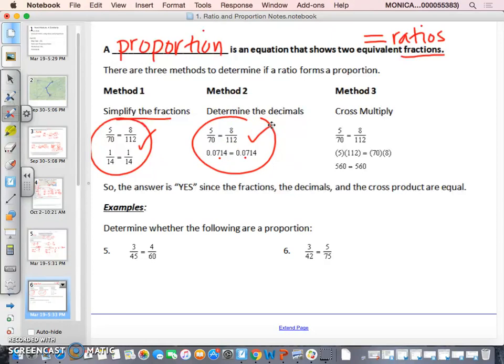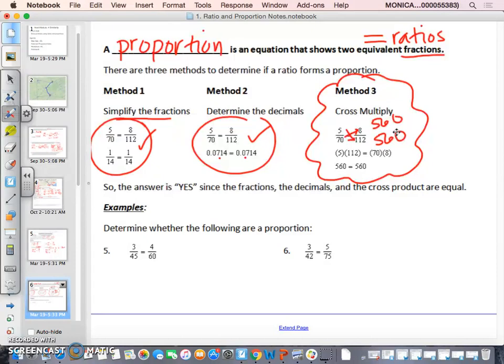In the map situation, we were looking at real life being scaled down, so you could set up a proportion for that as well. Method 3 is my favorite. This is the one that you'll probably use the most. You cross multiply. So 70 times 8 is 560, and 5 times 112 is 560. And since your cross products equal, you can set up a ratio, or a proportion, excuse me. So those are the 3 ways to do it.